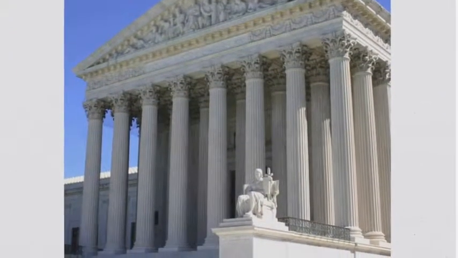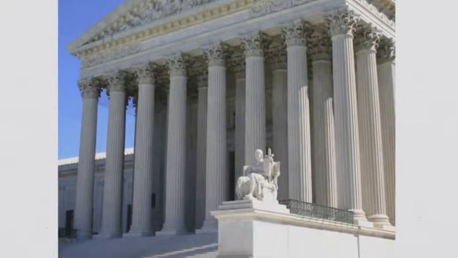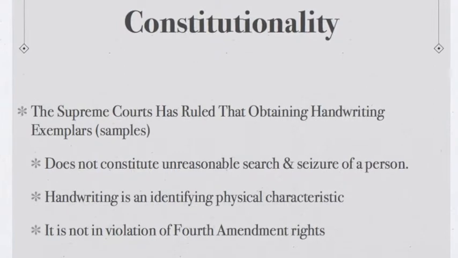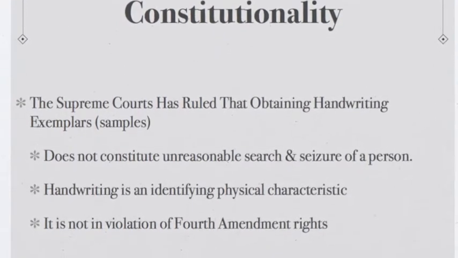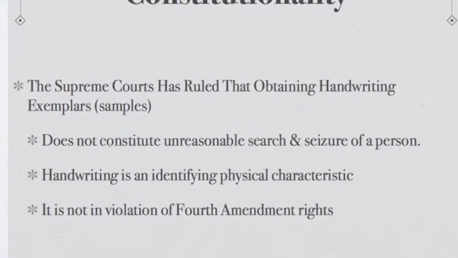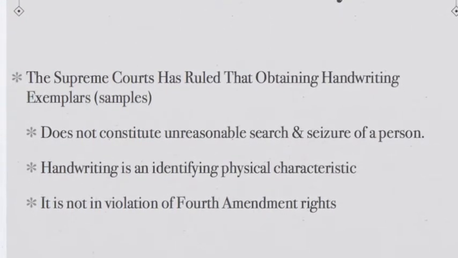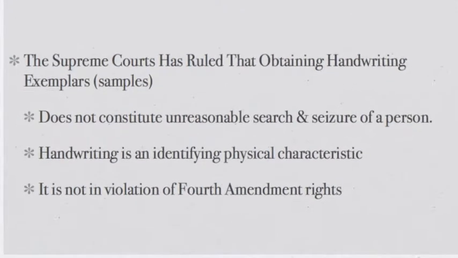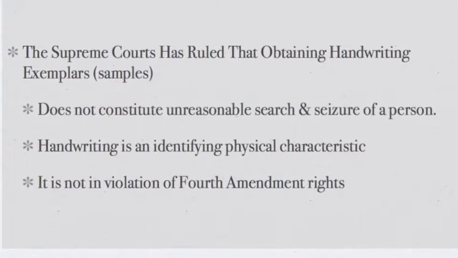The U.S. Supreme Court and other courts have ruled on the constitutionality of getting handwriting samples or exemplars. It does not constitute unreasonable search or seizure. It is a physical characteristic of the person, and it does not violate the Fourth Amendment rights. The only thing they have not ruled on is any Fifth Amendment issues with handwriting recognition.